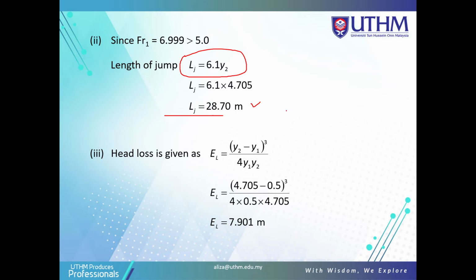Now for the head loss, the formula is given here. You just put all the values here until you get the energy loss. So the head loss is 7.901 meters.